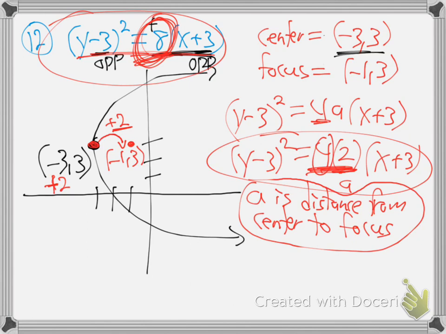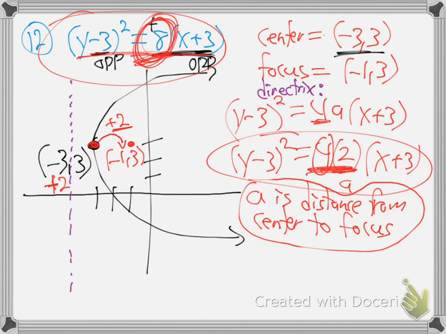Okay, now finally, the last thing they will ask me to find is the directrix line. So let's find the directrix line. Now, how do you know where the directrix is? It's behind the curve. The directrix is always back here. It's like directing the parabola from behind it.